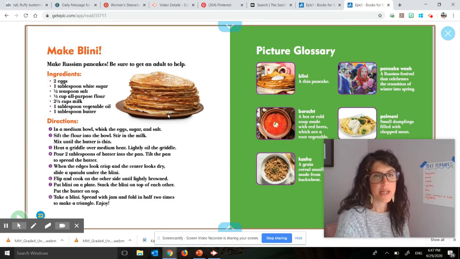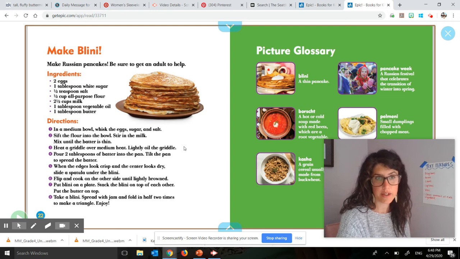Directions: 1. In a medium bowl, whisk the eggs, sugar, and salt. 2. Sift the flour into the bowl. Stir in the milk. Mix until the batter is thin. 3. Heat a griddle over medium heat. Lightly oil the griddle. 4. Pour 2 tablespoons of batter into the pan. Tilt the pan to spread the batter.